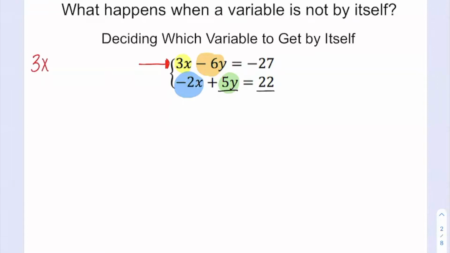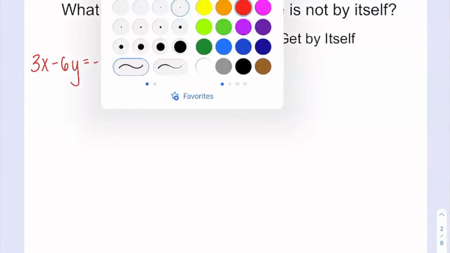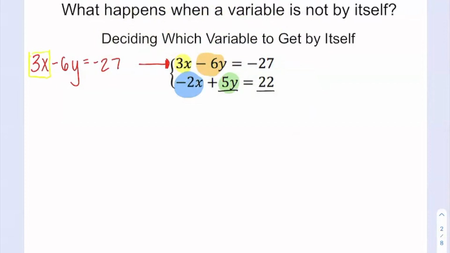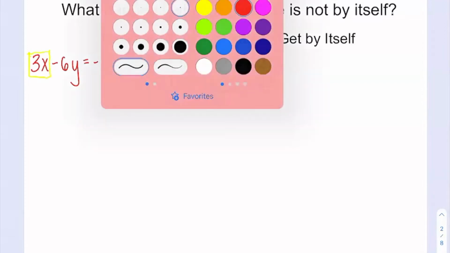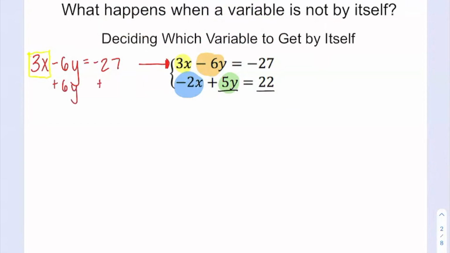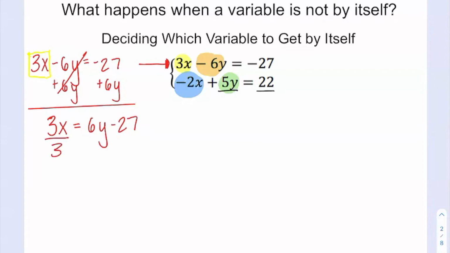So let's look at this. 3x minus 6y is equal to negative 27. And we want to get this x by itself. So the first thing we're going to do is to add 6y to both sides. Those cancel, and we end up with 3x is equal to 6y minus 27. We cannot combine those because one has a y and one doesn't. And then the final step is to divide by 3. And just like with solving equations, we have to divide every term by 3. So x is equal to 2y minus 9.